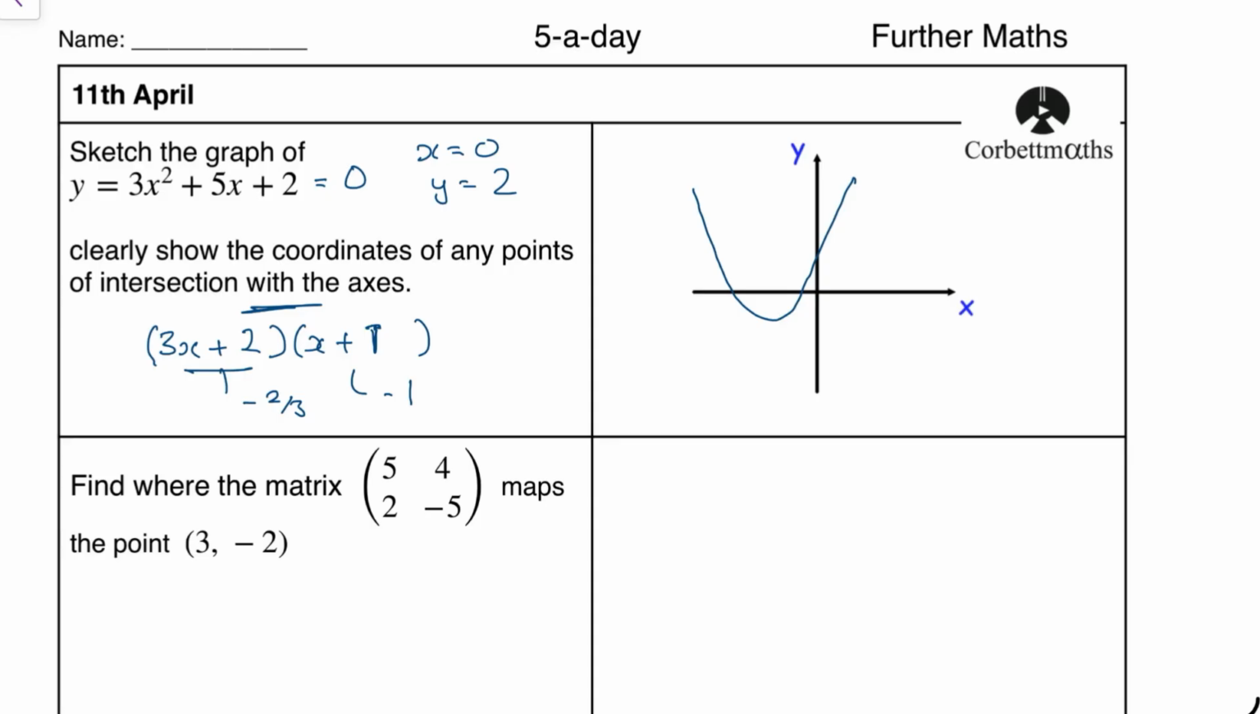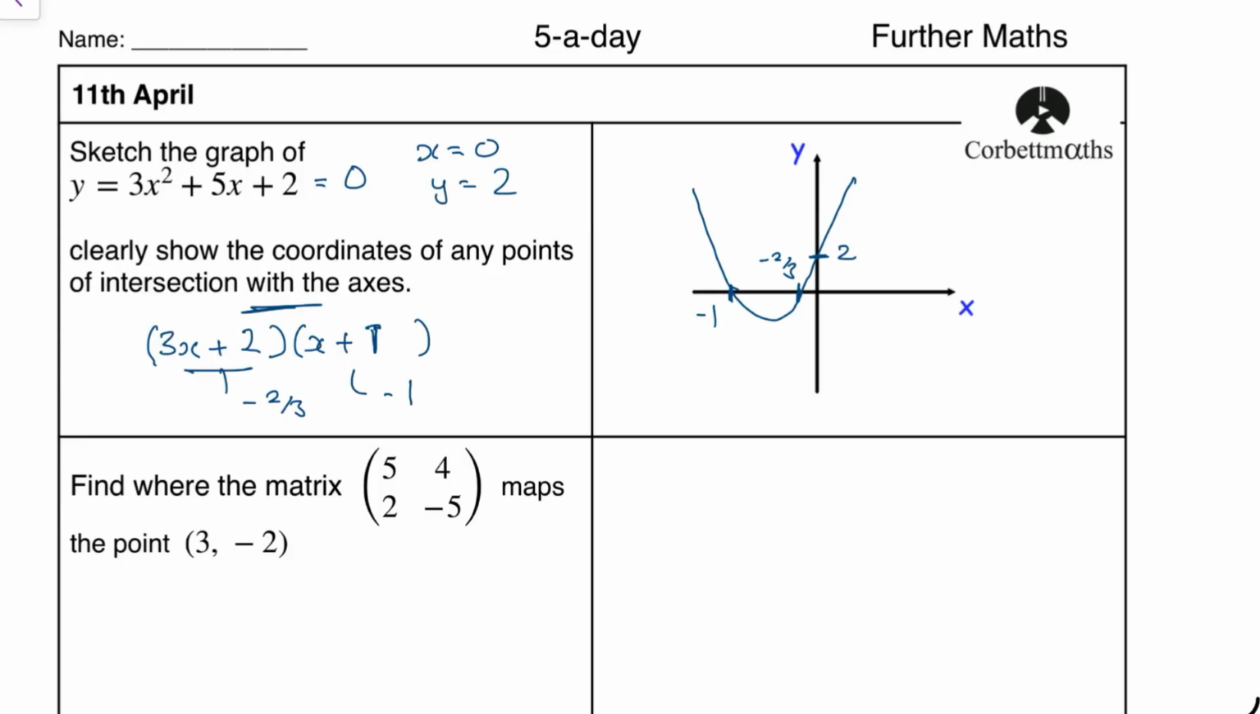Otherwise, what you end up doing is trying to squeeze the graph in this, but it's more important you get the shape correct. Nobody cares that your scale isn't brilliant. So therefore, I know this value is 2, and I know it crosses in two places, which are both negative, and they are negative 2/3 and negative 1. I've done what I need to do.